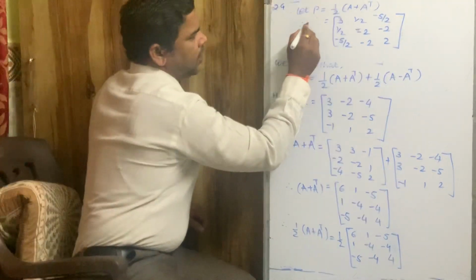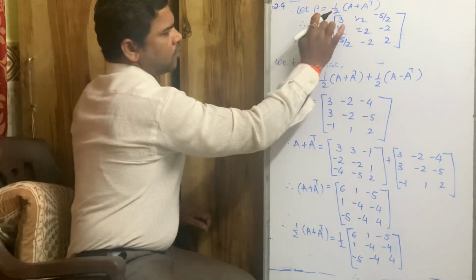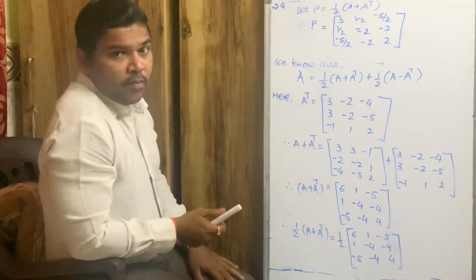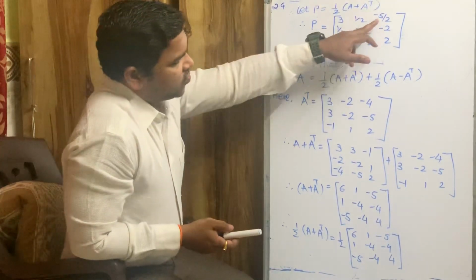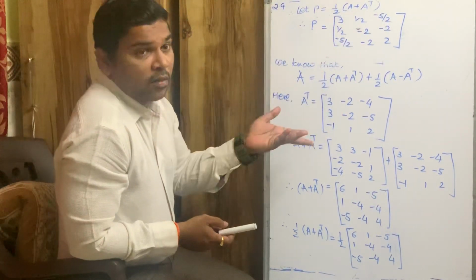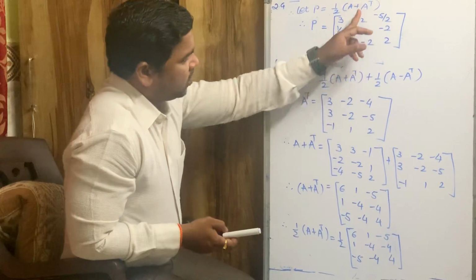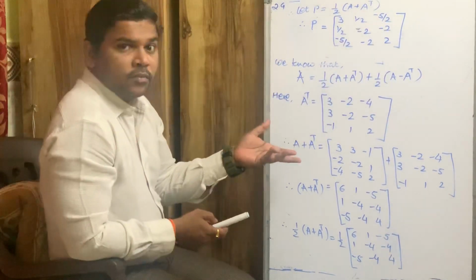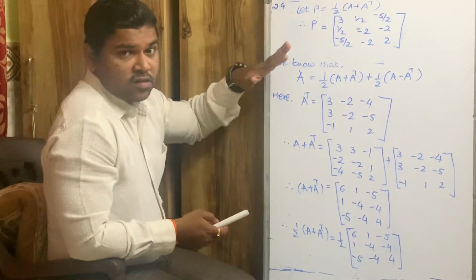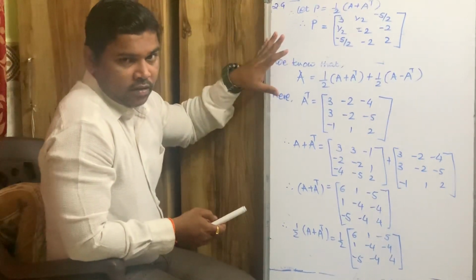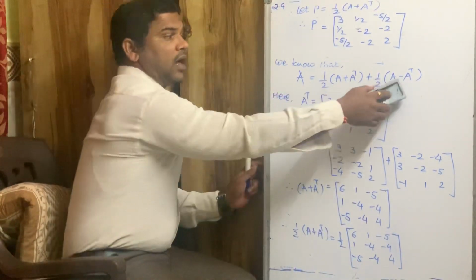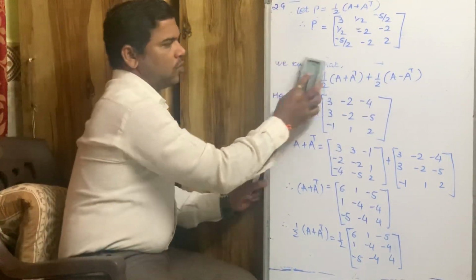So you got P. This is your P, and if you observe carefully, this is nothing but a symmetric matrix. Just check it out. First row, first column, both are the same. Second row, second column, both are the same. Third row, third column, both are the same. So this is symmetric. This is the first part. We got the symmetric matrix. Now we want the skew symmetric one. For that, what do we have to do? Half A minus A transpose. Okay.